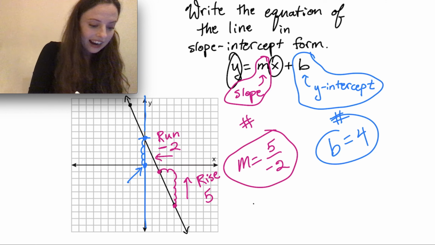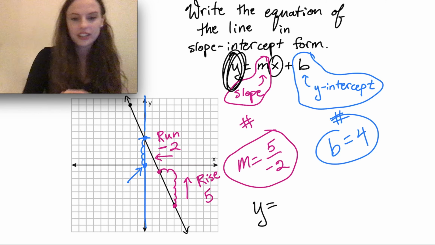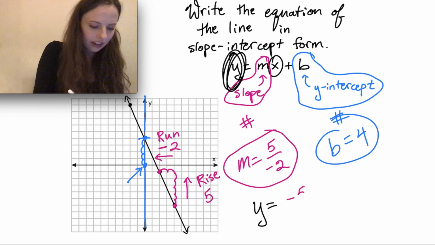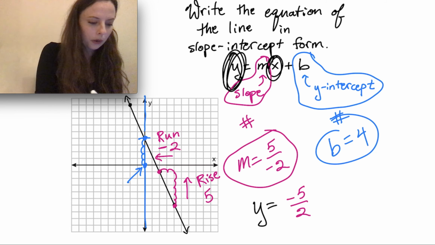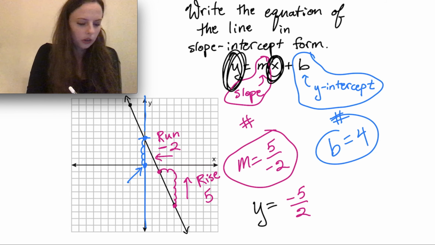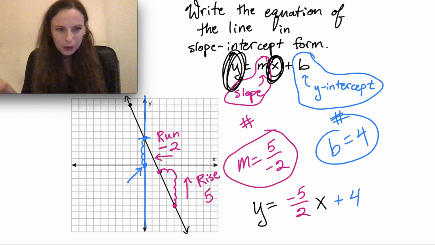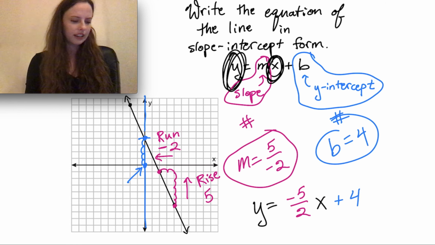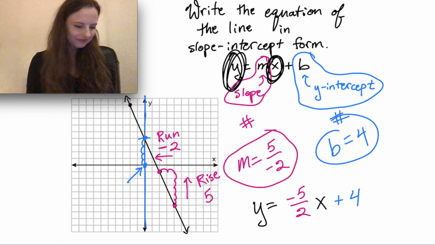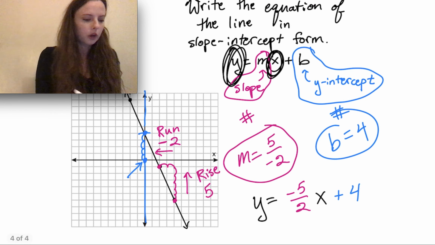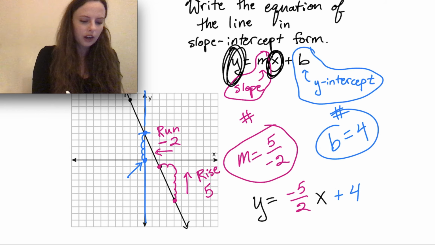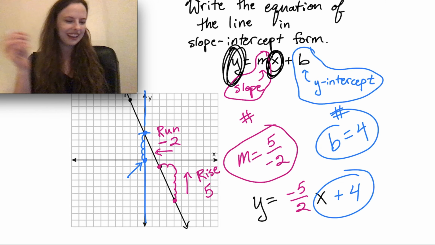So again, y stays in the equation. That's part of our answer. Equals. Now we have our slope, -5 over 2. Then again, we want to keep the x in the equation. Don't get rid of all of those variables because you need a placeholder for your inputs and your outputs. And then last we have that +4, which is the y-intercept added on. Notice also that the slope is always multiplied by the x, and your y-intercept is always added or subtracted at the end.